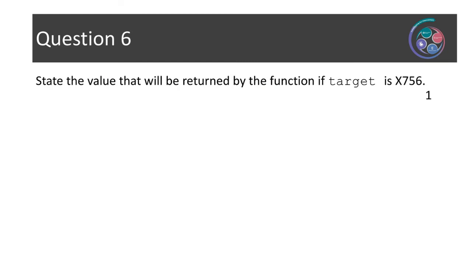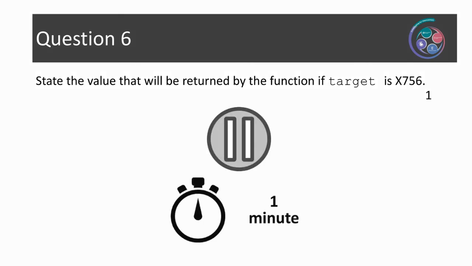So question number 6 asks, state the value that will be returned by the function if target is X756. So you may want to go back and just have another look at that code. But hopefully with us having spoken through each of those lines of the code, you'll be able to identify the value that will be returned by the function. So 1 mark question, you should be able to just take a minute now looking over that code and identifying the answer. Pause now.